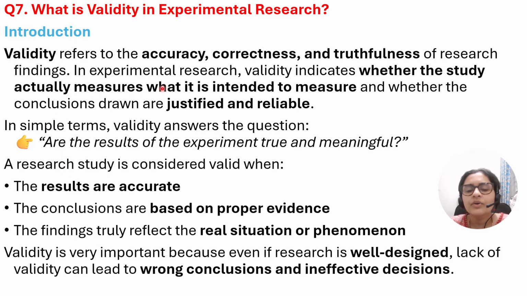Validity refers to accuracy, correctness, and truthfulness of research findings. In experimental research, validity indicates whether the study actually measures what it is intended to measure and whether the conclusions that are drawn are justified and reliable. So, in simple terms, validity answers the question: are the results of the experiment true and meaningful?